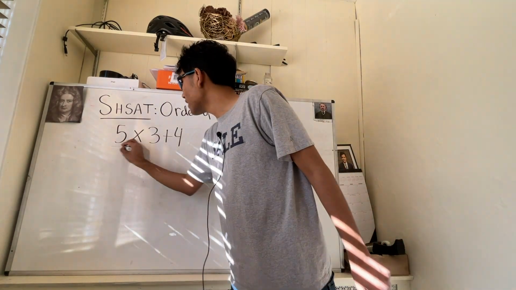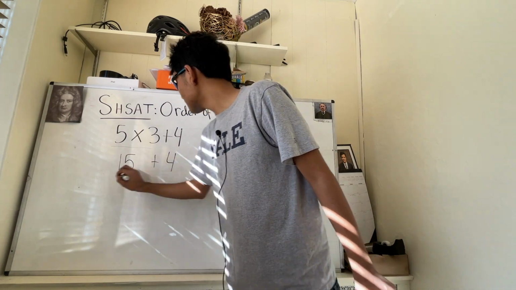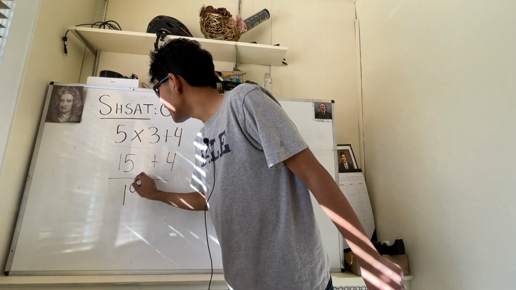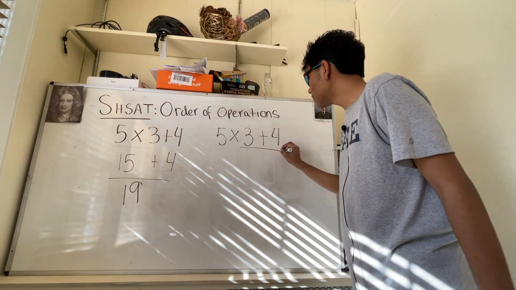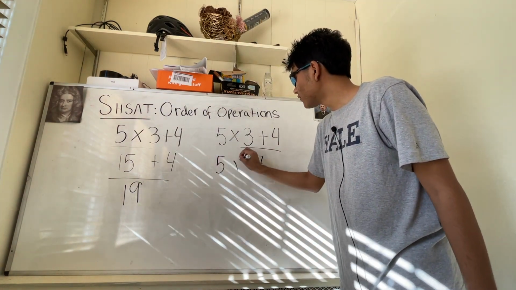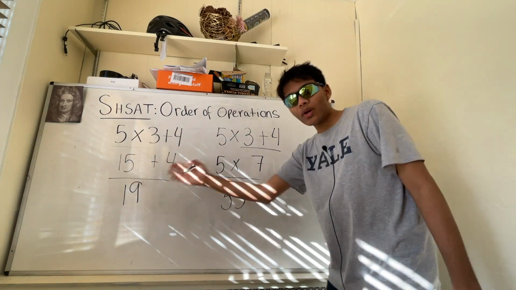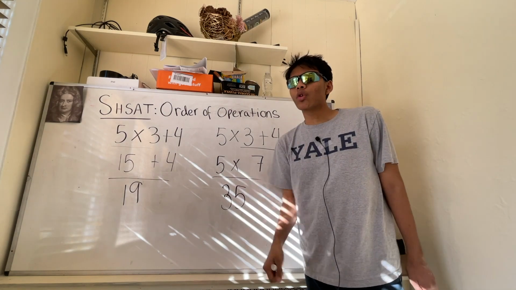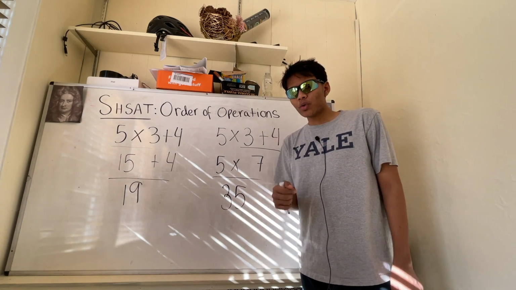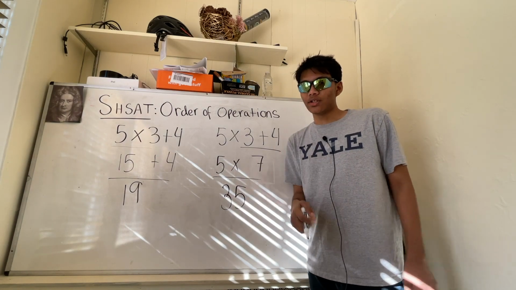You can do 5 times 3, that's 15, and then add the 4, that's going to give you 15 plus 4, that's 19. Or you could do 3 plus 4 first, that gives you 7, and then you could multiply the 5, that gives you a 35. But which one is the right answer? That's what order of operations is going to teach you. Let's go ahead and check it out and see which one of these two is the right answer. Let's go.